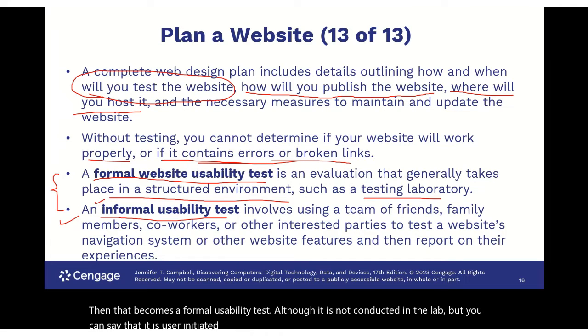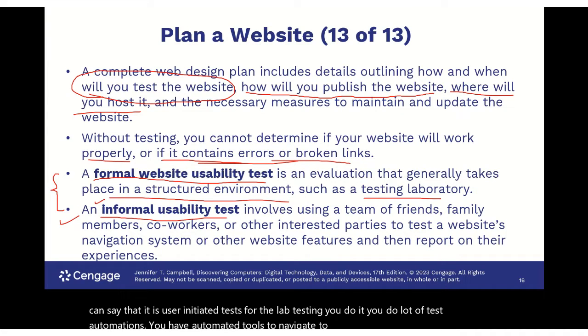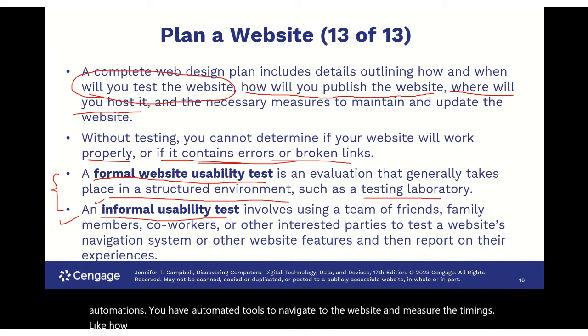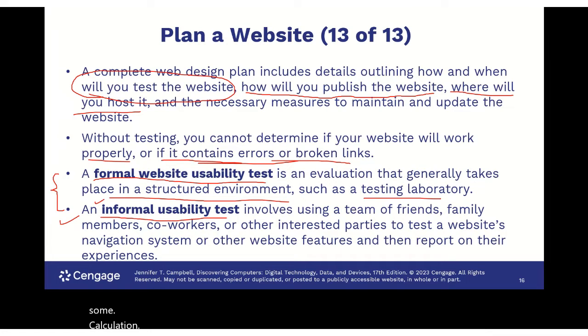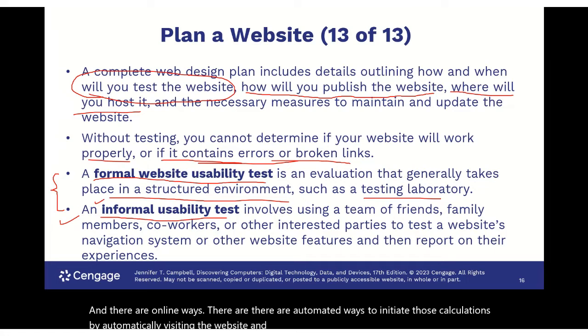For the lab testing, you do a lot of test automations. You have automated tools to navigate to the website and measure the timings, like how fast you can navigate across the links. For example, if your page does some calculation, there are automated ways to initiate those calculations by automatically visiting the website, and then they measure how long it takes to do those things, and from there you can measure the effectiveness of the website.